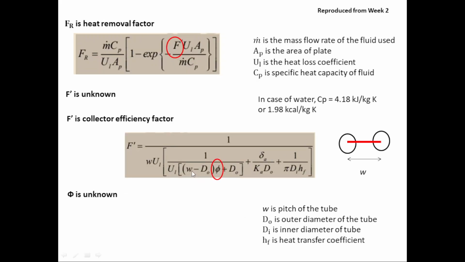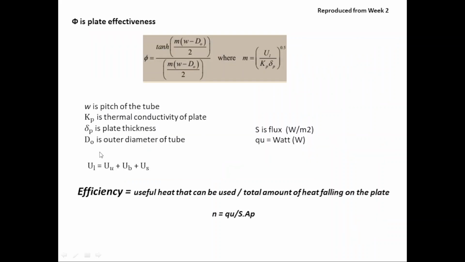And then here you have a term called W. This W is called the pitch of the tube. The pitch is defined as the distance between the two centers of the tube. If you see this figure, these are the two centers, and the distance between them is called the pitch of the tube. And then we calculate the loss coefficient, which is the sum of the upper, bottom, as well as the side losses.